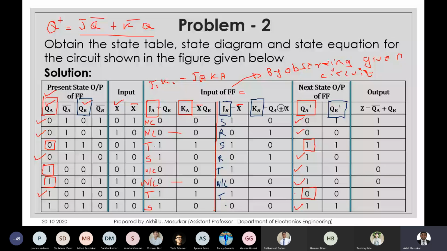You can see here 1 0, and if you observe here QB, that is 0 1. So if it is 0, it will toggle and go to 1. If it is 1, it will toggle and go to 0. So this is the way you have to do it for JK flip-flop. That is why I took this example so that you can solve it.